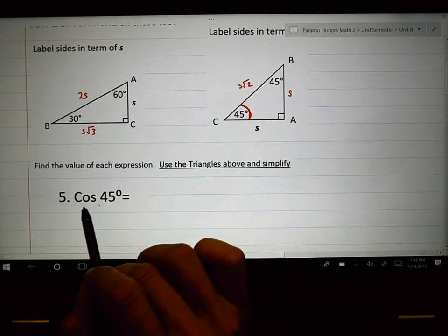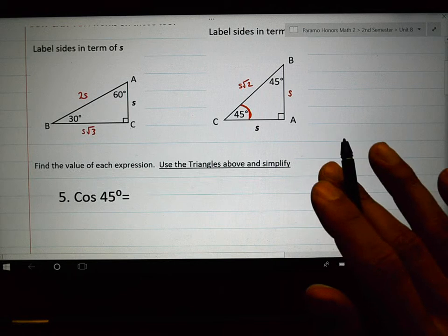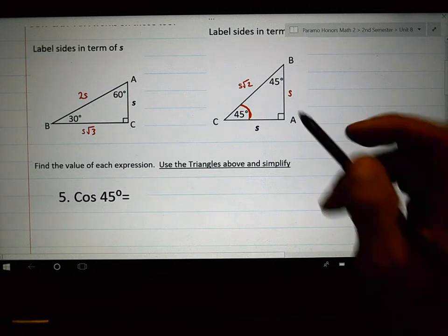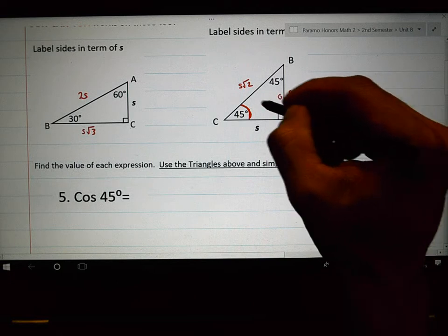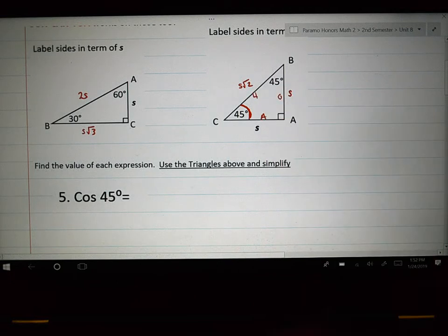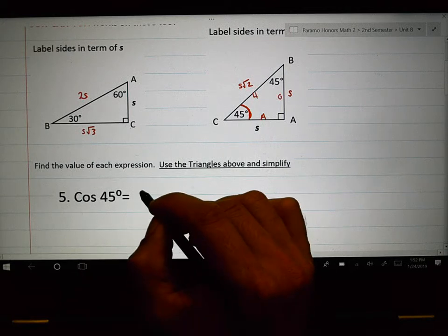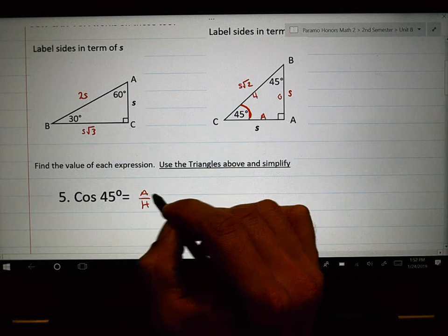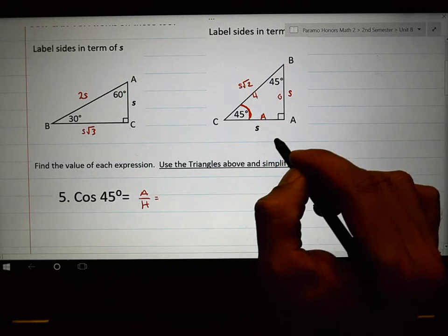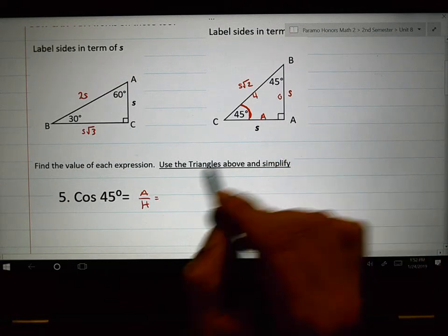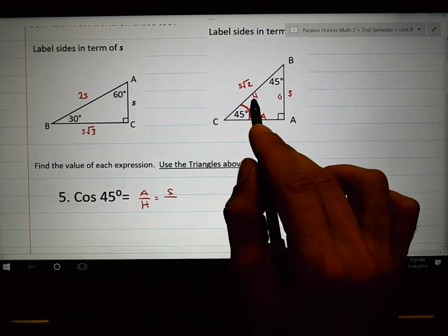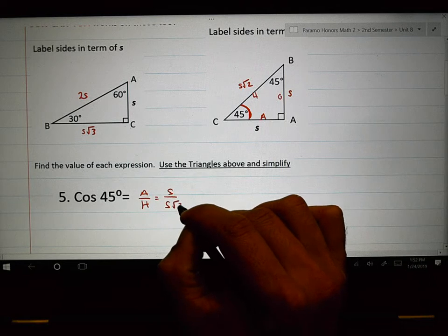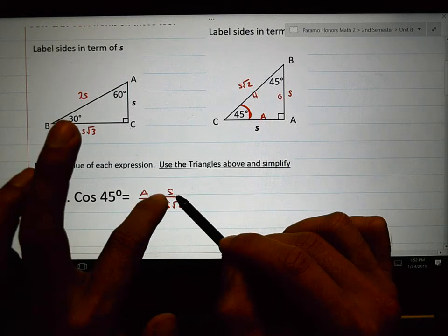And what you're going to do is, since cosine is CAH, A over H, you'll label O, H, and A just like you did before, for SOHCAHTOA. And knowing that cosine, CAH, is the A over H, you'll then figure out A is which letter, and you'll see that it's S over the H. H was which letter? S root 2. And you now have S divided by S root 2.